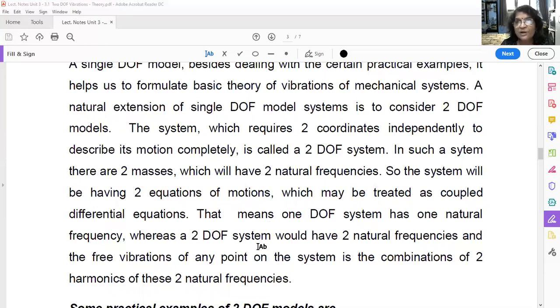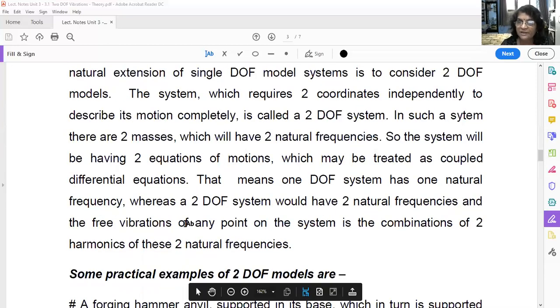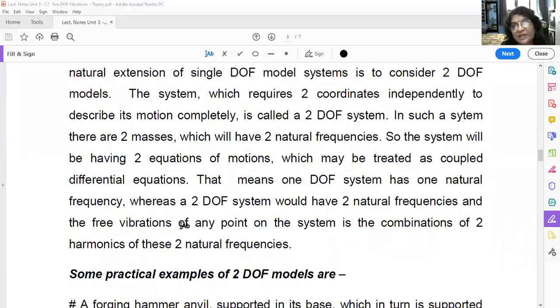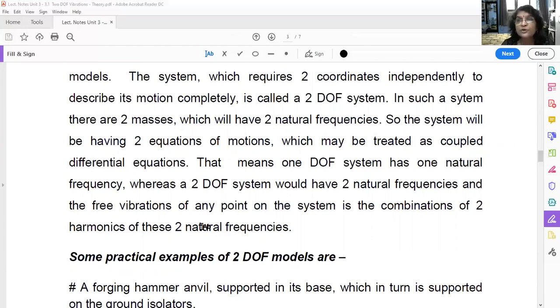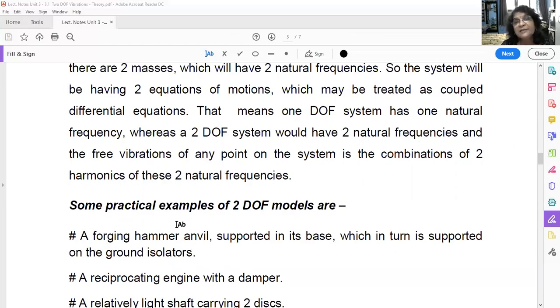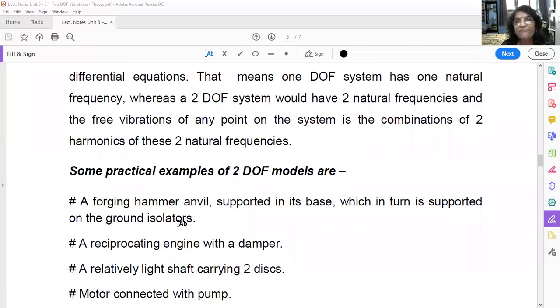Okay, that means what? A one DOF system has one natural frequency, whereas a two DOF system has two natural frequencies. Like this, you go on increasing: a 3 DOF system has 3 natural frequencies, a 7 DOF system has 7 natural frequencies. Okay, so we will see some practical examples of 2 DOF models.